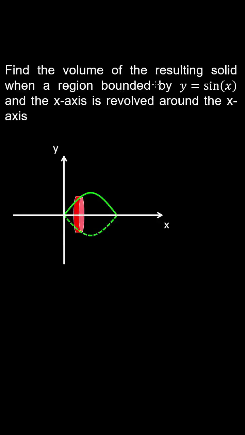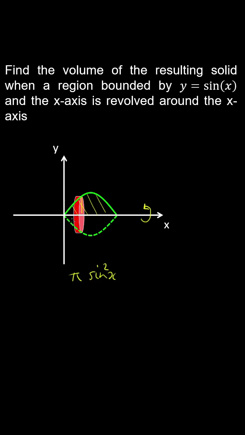And you'll be able to find the volume of that solid. Let's find the volume of the resulting solid when a region bounded by the sine curve and the horizontal axis is revolved around the horizontal axis. Well, because the region touches the axis of revolution, we can use disks, and these disks have a radius of sine x, so the area is pi by the radius squared.